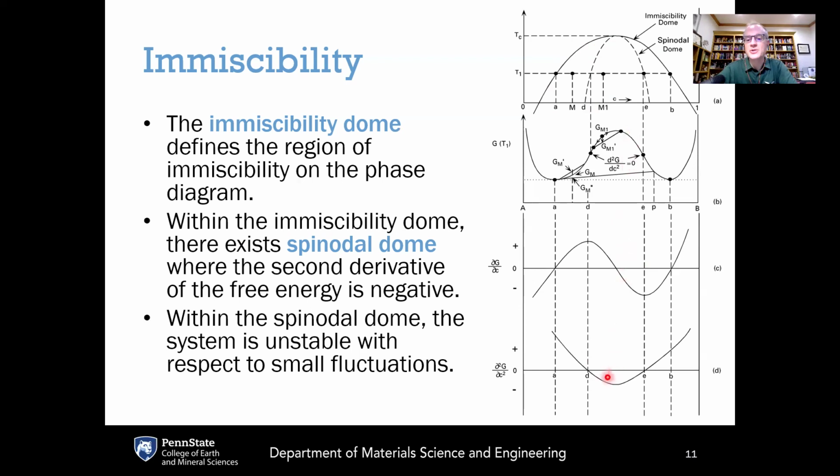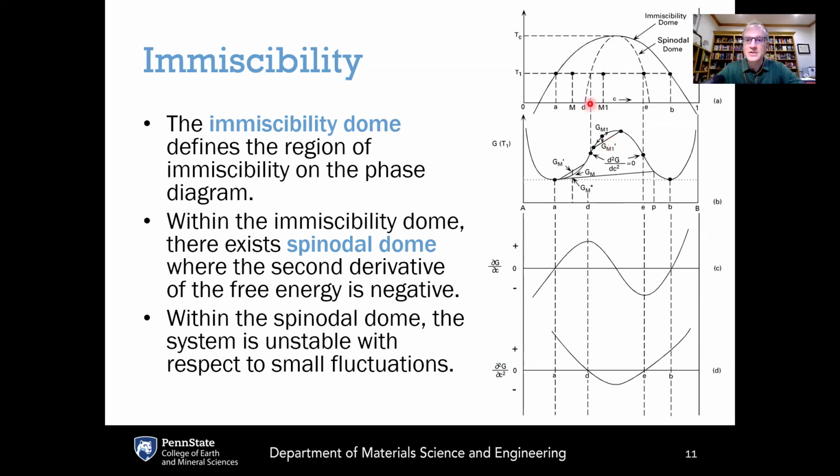And you can see that if you drop down to the second derivative here, between points D and E it is in fact negative. So this is a negative curvature. And that negative curvature is the key parameter that characterizes spinodal decomposition. What we're going to see is that this negative curvature means that the system is actually unstable with respect to little fluctuations of concentration. And I will show you that on the next slide.